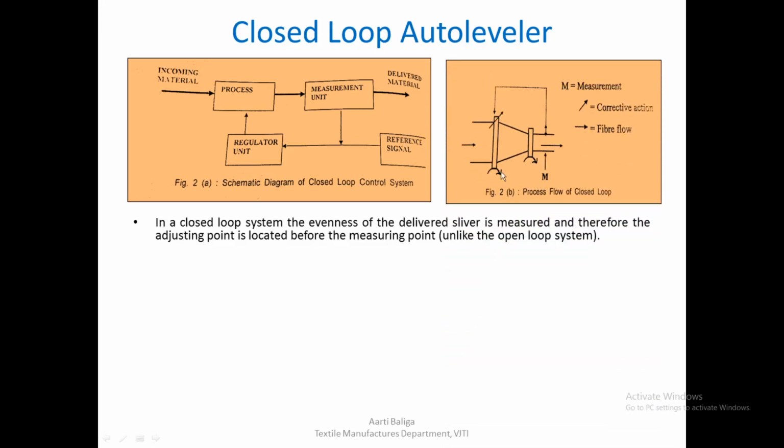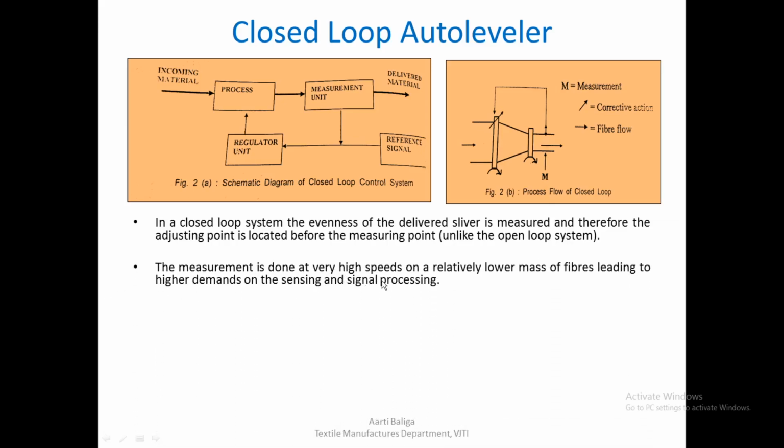So again the diagram explains better. Again the corrective action is taken on the middle roller only of the front drafting zone. But as you can see, in the earlier case the measurement was happening at the feed area. Now the measurement is happening in the delivery region, and corrective action is taken after measuring the delivered material.